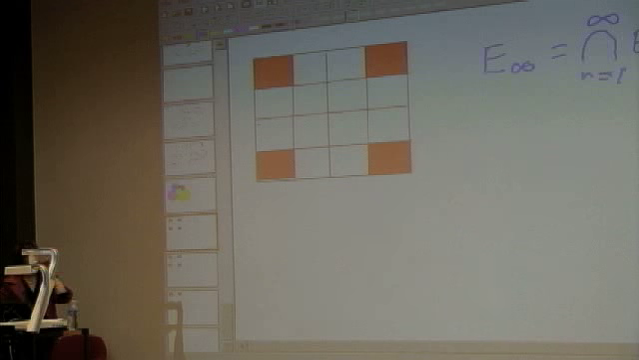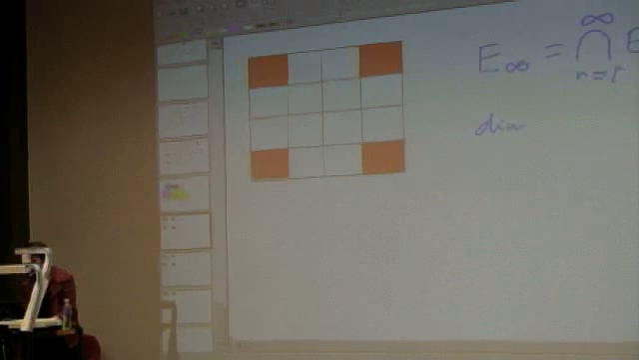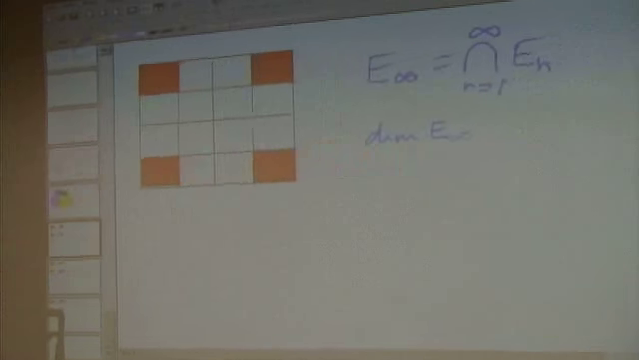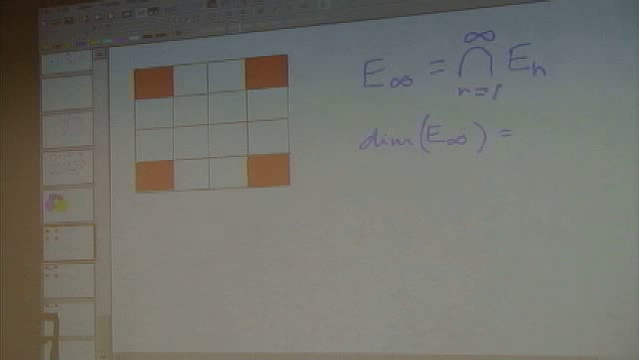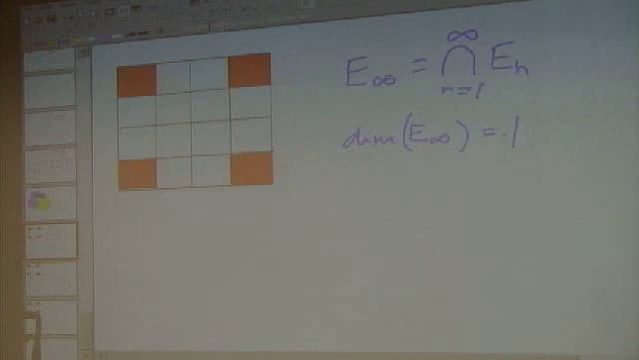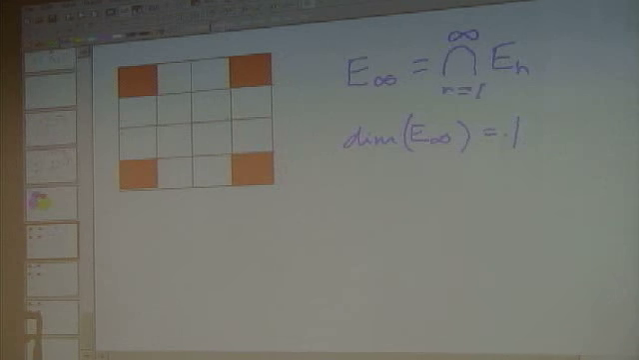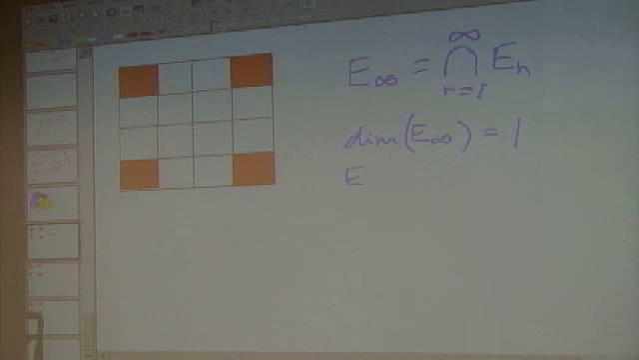It's not terribly hard to prove that the dimension of E infinity is 1, the Hausdorff dimension. Also, E infinity is completely unrectifiable.